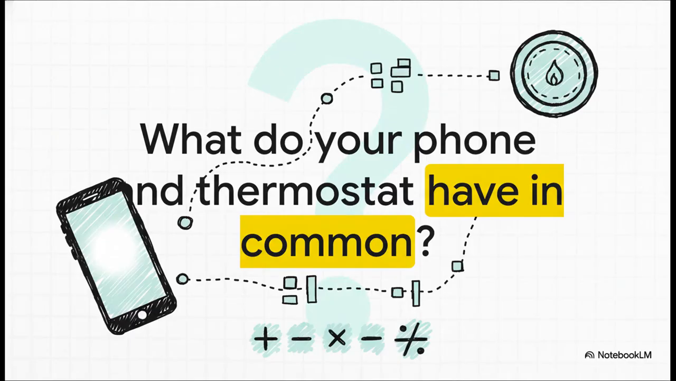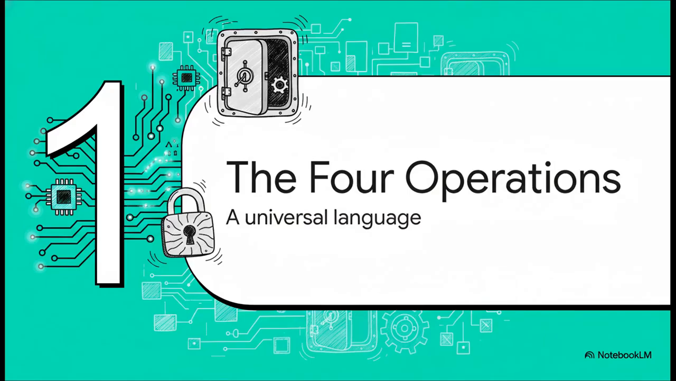Okay, so let's kick things off with a question. What do your smartphone and your thermostat actually have in common? I mean, on the surface, they're totally different, right? One's this little supercomputer in your pocket, the other just stops you from getting cold. Well, the answer is way simpler and honestly way more profound than you might think. They both speak the exact same language. And that language is built on just 4 basic operations.